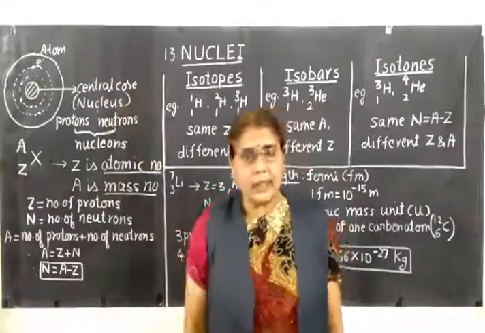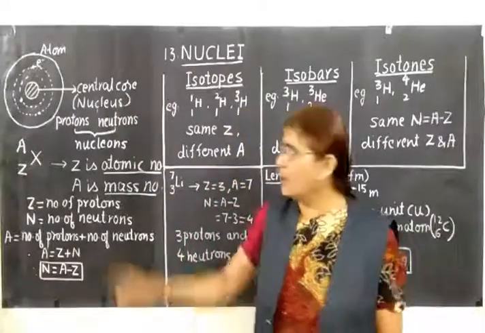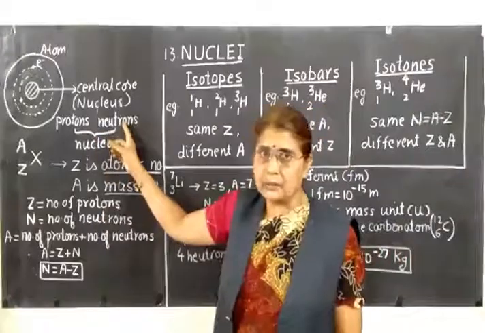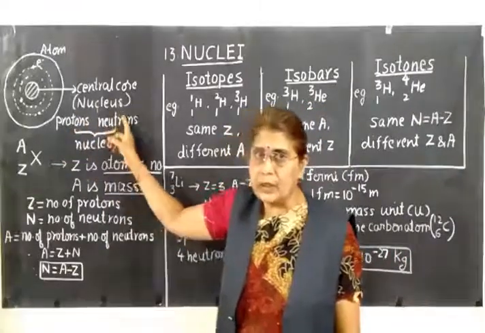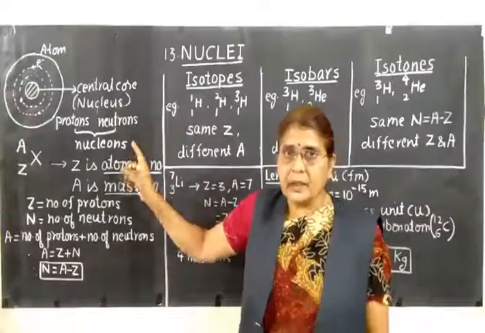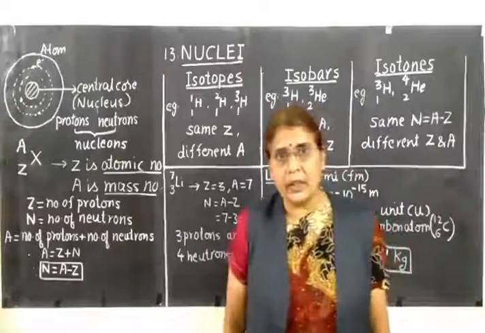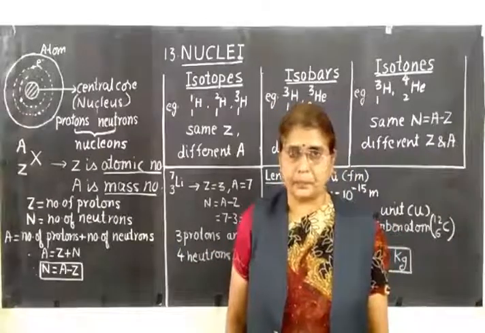So what is a nucleus made of? A nucleus is made of protons and neutrons. These protons and neutrons are together called nucleons. So if you say the word nucleon, you mean either a proton or a neutron.